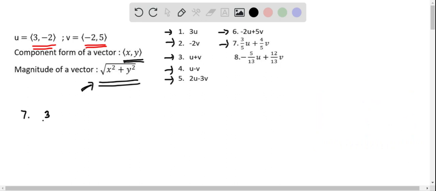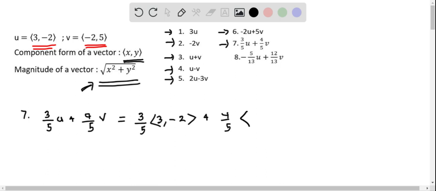And we have 3/5 u vector plus 4/5 v vector. So first let's find out this 3/5 u vector. I put the 3/5 and then replace the u vector, which is 3 comma minus 2, plus 4/5 v vector, which is minus 2 comma 5.